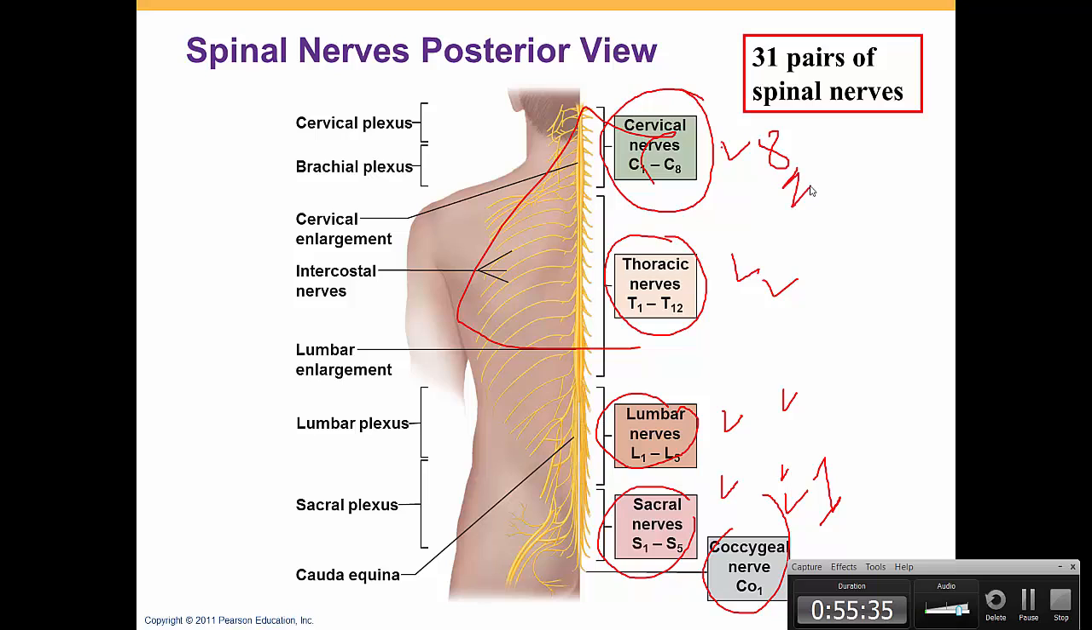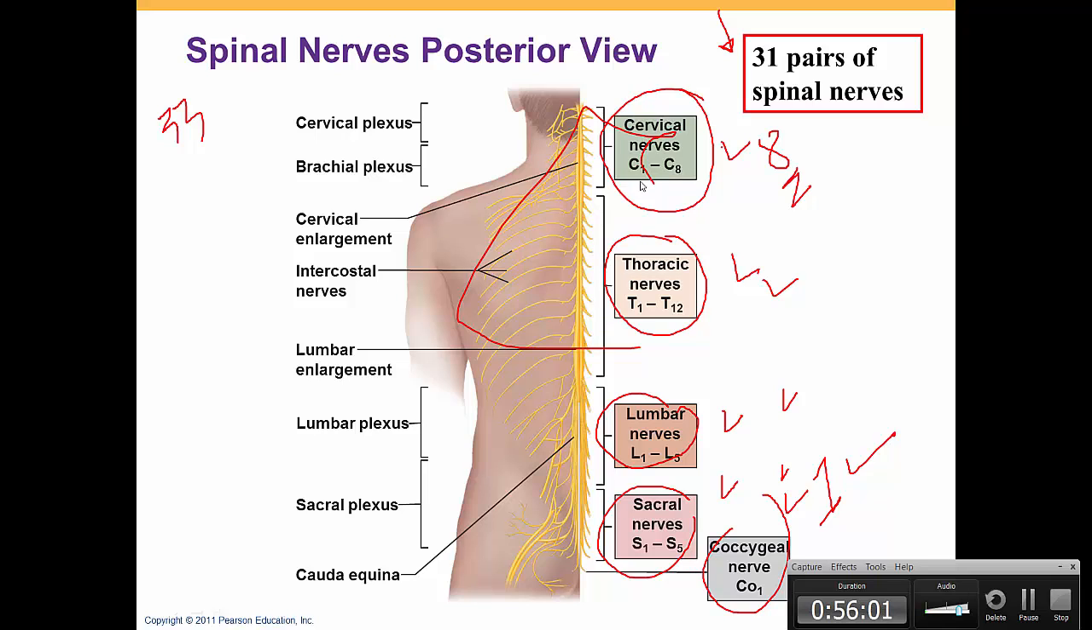So the spinal nerves of the cervical area are 8, they're not 7. And the spinal nerve of the coccygeal area is not 4, it's just 1. That's why we have 31 pairs of spinal nerves, but we have 33 vertebrae.